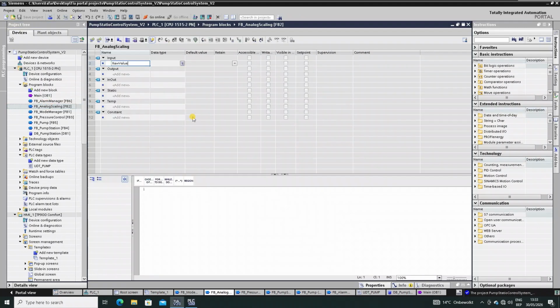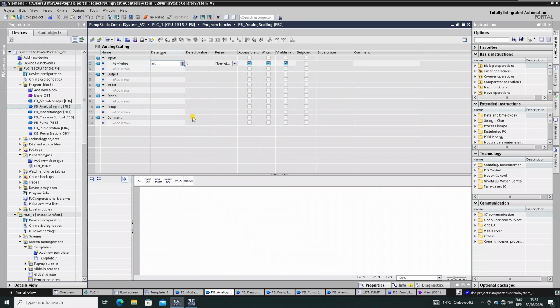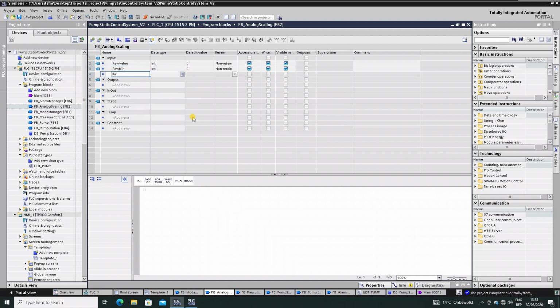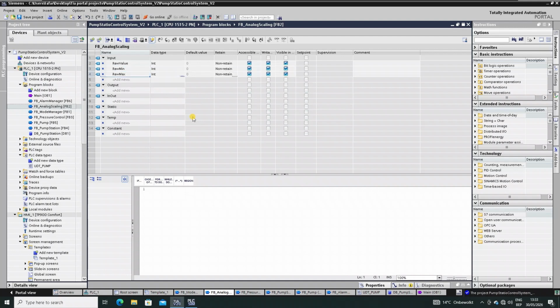This is the raw analog value coming from the PLC analog input module. The second input is raw min. This is the minimum raw value of the sensor signal. The third input is raw max. This is the maximum raw value of the sensor signal.